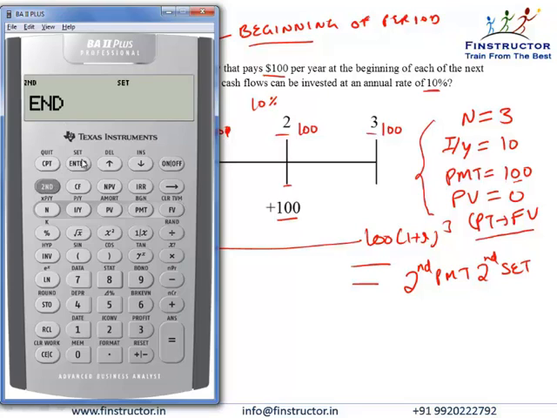At the moment we want it at the begin mode. So once you see BGN flashing on the screen, you can clear out. The values will already be in your calculator that you just entered. You can recall and check them. And then compute FV. So the future value comes out to be $364.1 of these 3 cash flows.